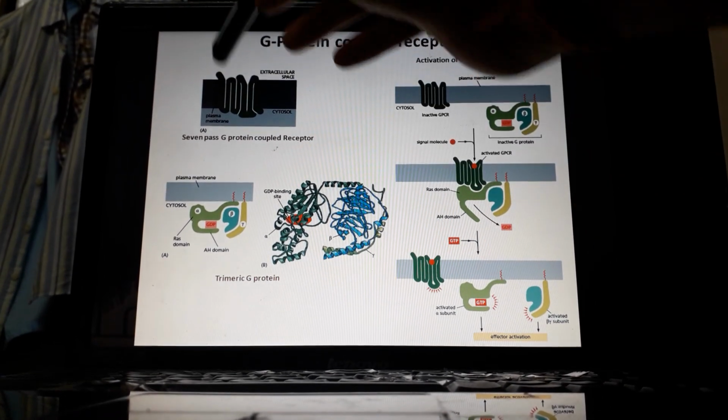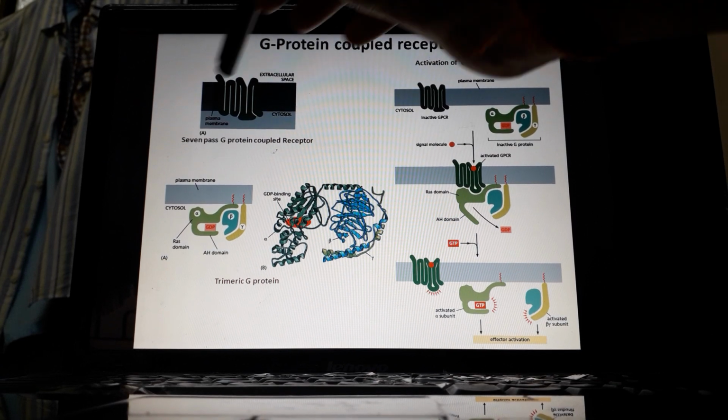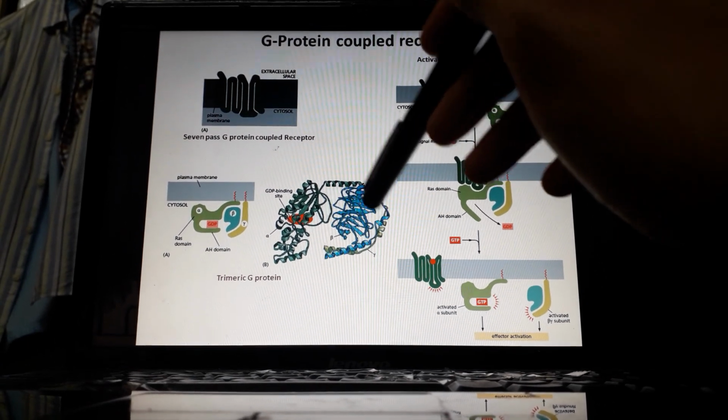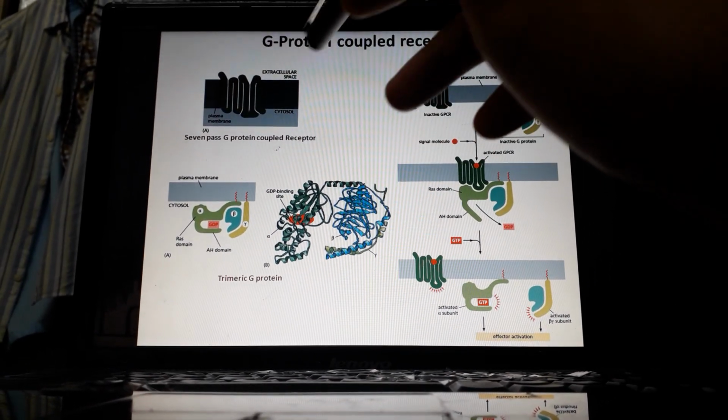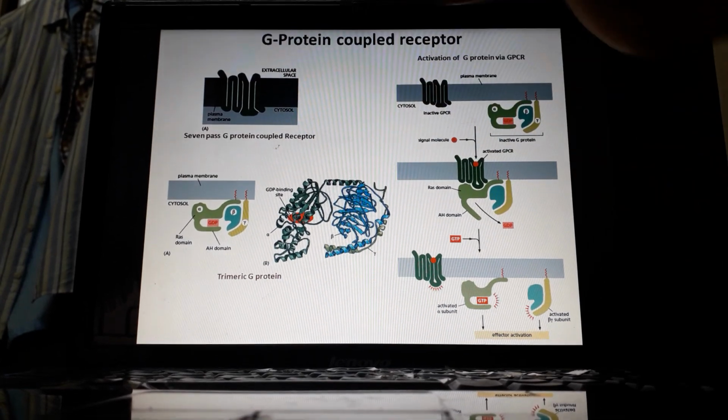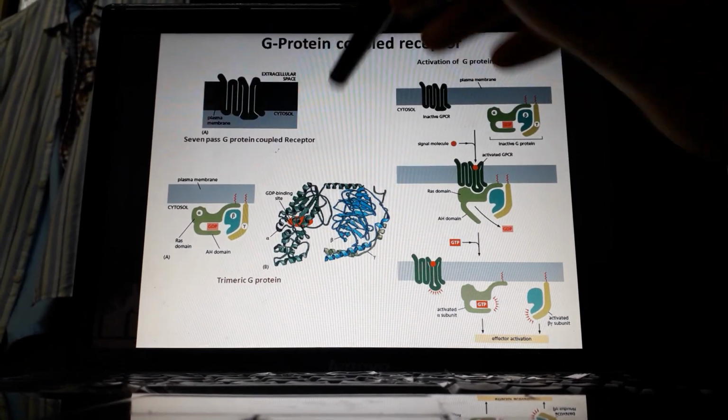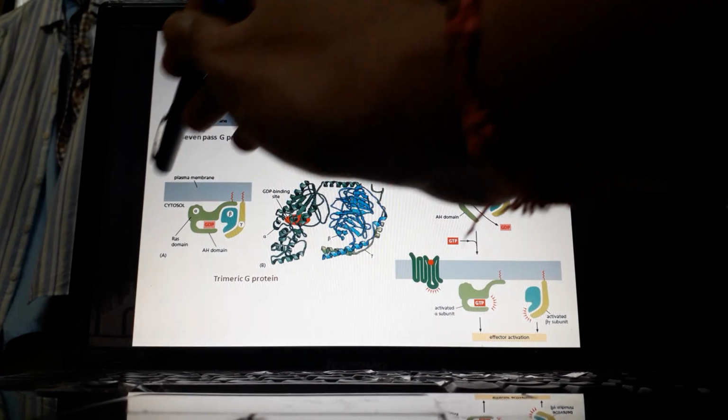And this is the receptor, which looks like a snake, and the G protein, which is the mediator of this receptor mediated activity, is this one.